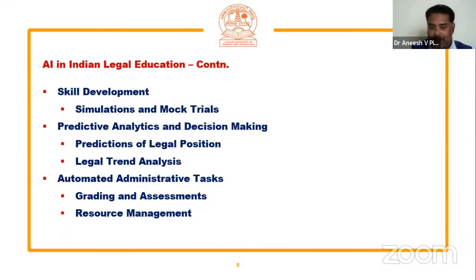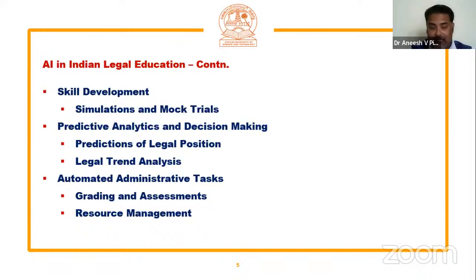Then skill development. Now, every student, especially a law student, is studying for becoming a legal professional. And along with achieving legal knowledge, that student must have certain basic skills, especially lawyering skills. Now, one of the uses of AI tools is that there are tools available which can be used as a simulation, or for conducting mock trials, etc. Thereby, the student will be able to develop his personal skills. So that is another advantage.